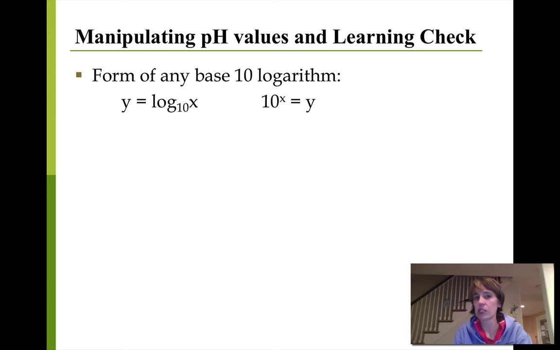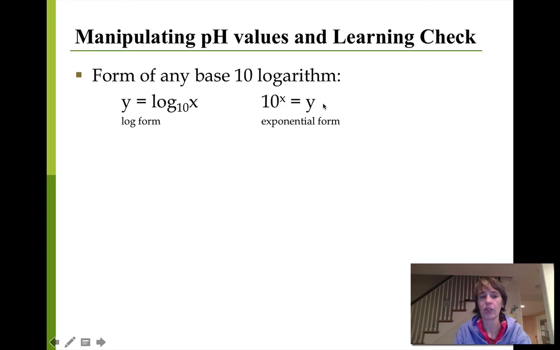Quick review on just how logarithms work. If we say that y is log of x, we can rearrange that into exponential form and say that 10 to the y equals x. These are exclusively base 10 logarithms. We don't deal with anything else. And so if log of x is y, then we can say that 10 to the y is equal to x.